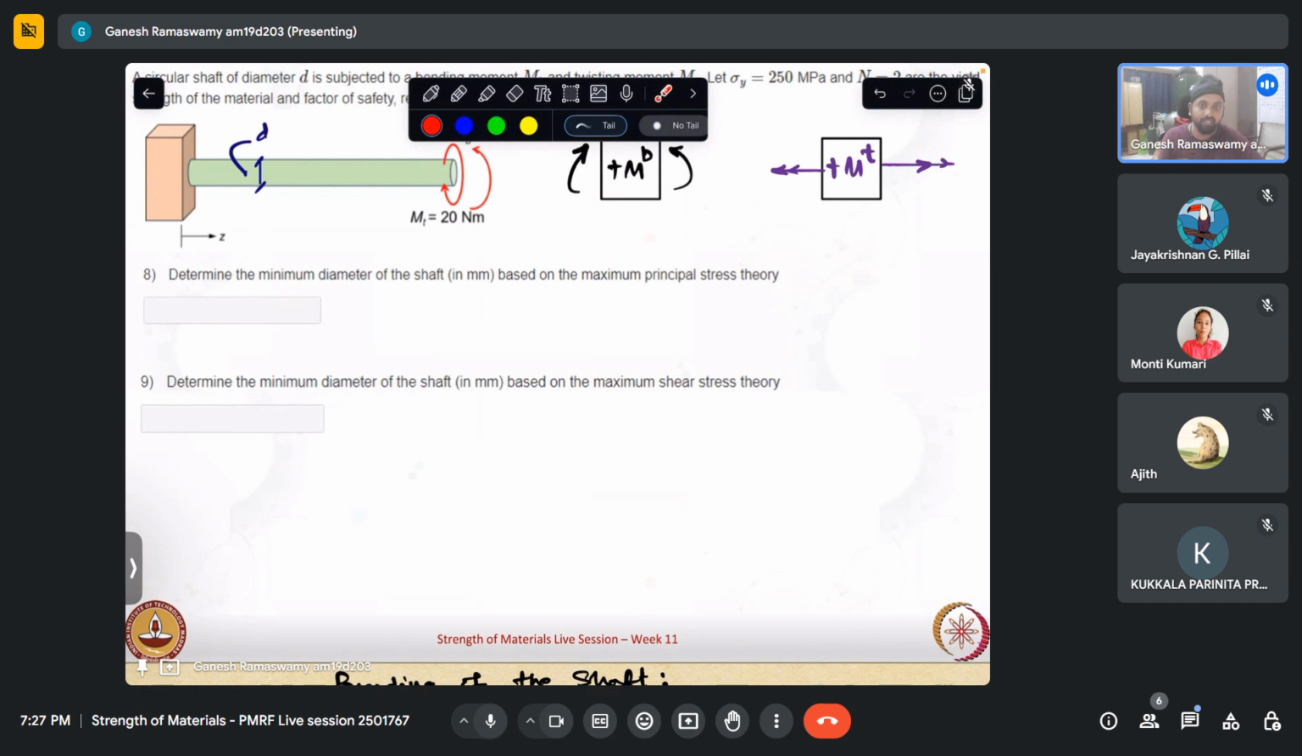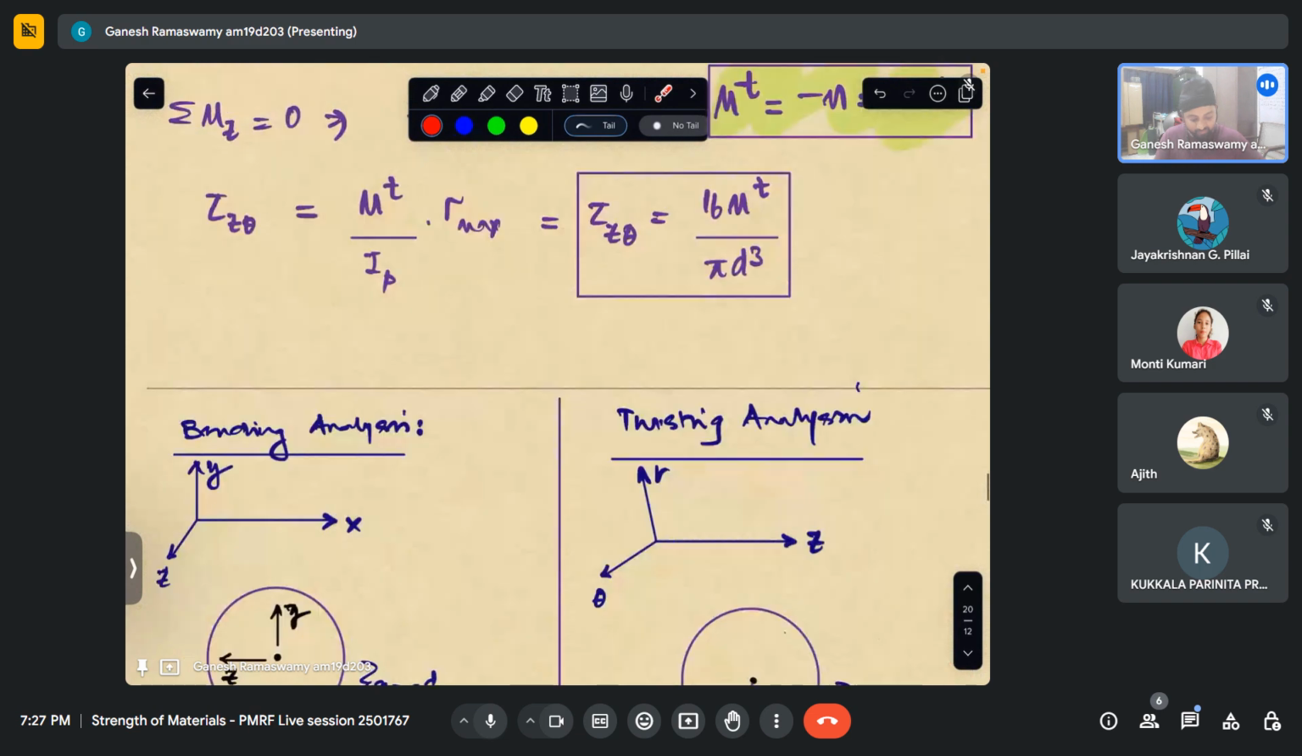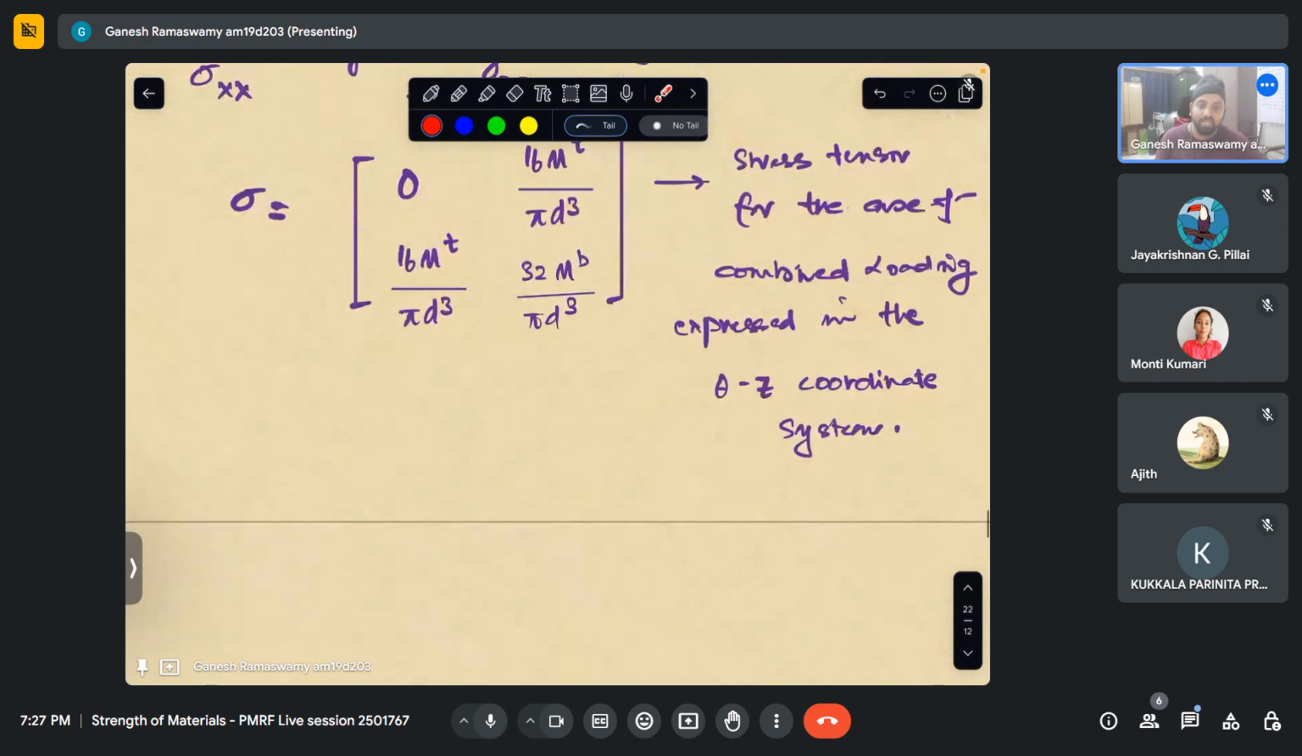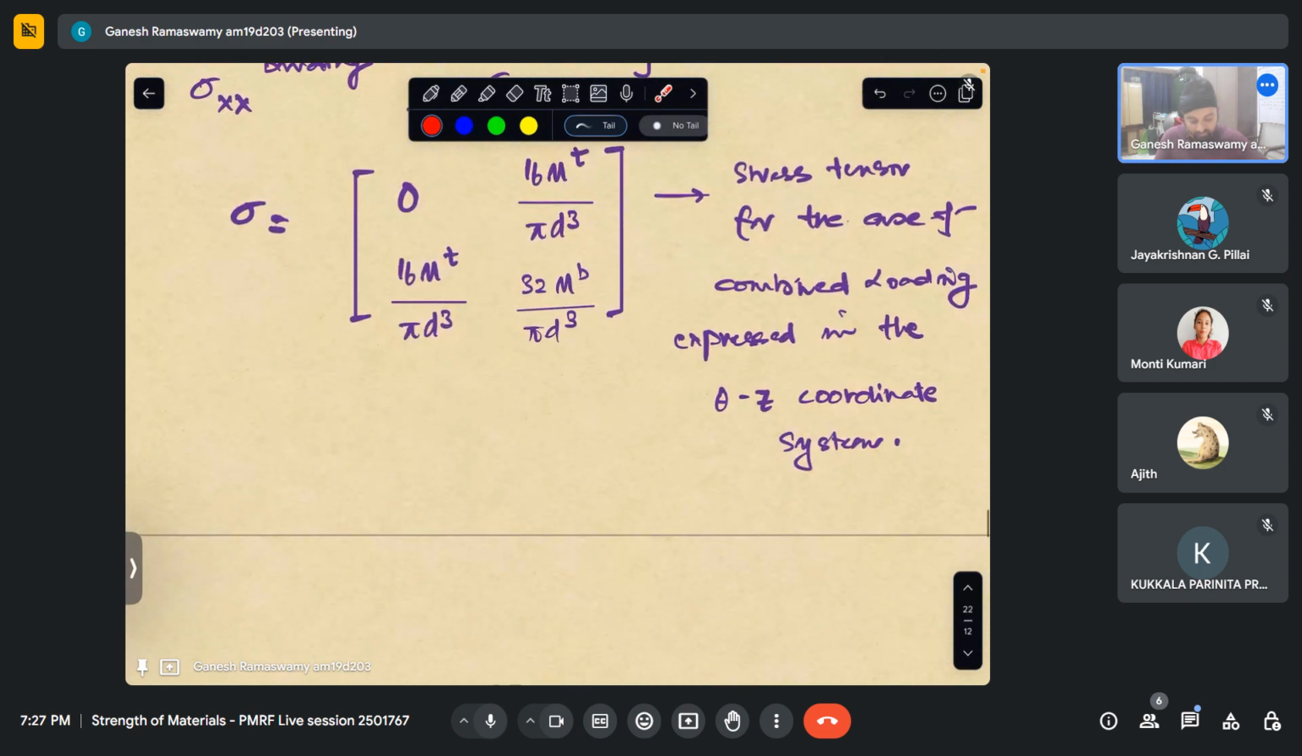So the next logical step is to actually calculate the principal stresses. So we are able to see for this. Yes, please go ahead.